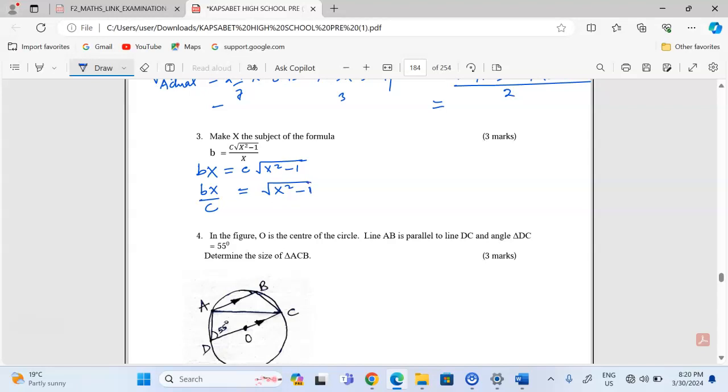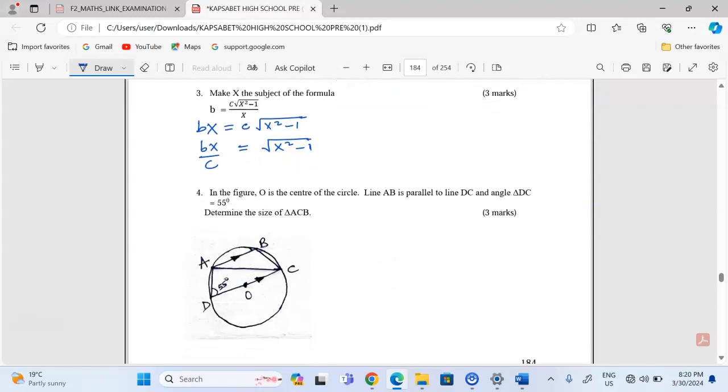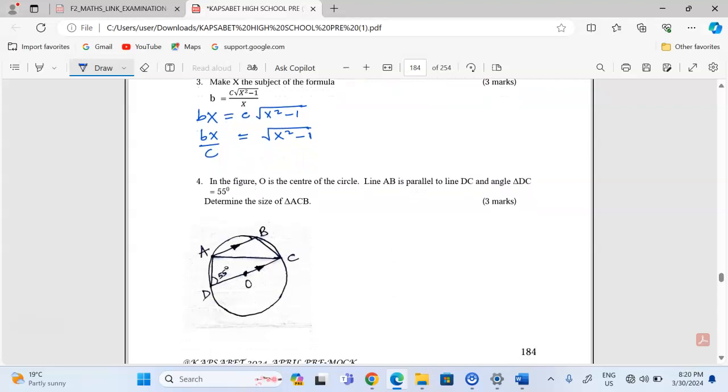Then at this point now, to do away with the square root sign, I can square both sides such that I'm going to have bx out of c squared equals x squared minus 1. And at this point, we can now have b being squared, x being squared out of c also squared. This is equivalent to x squared minus 1.